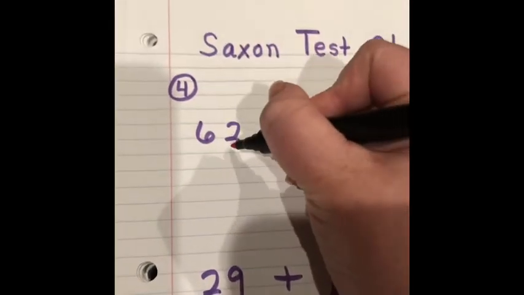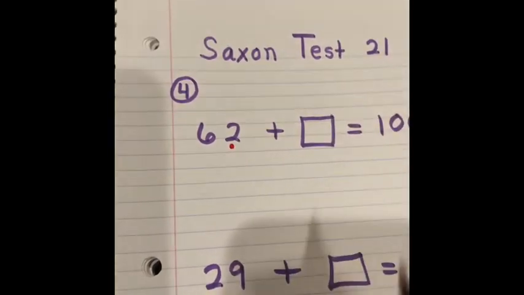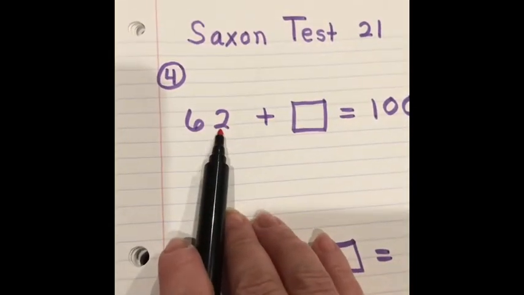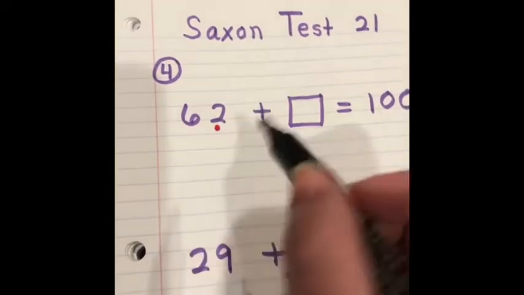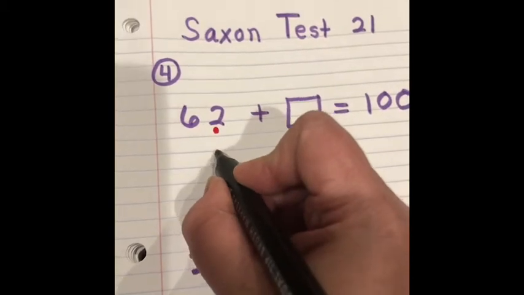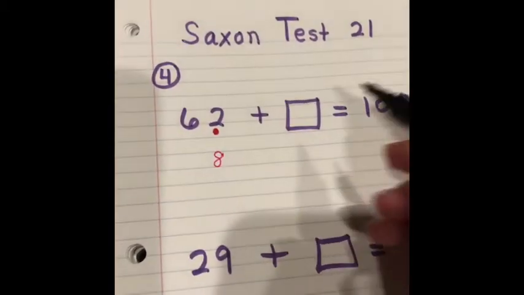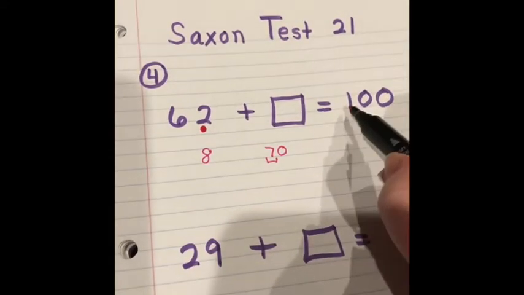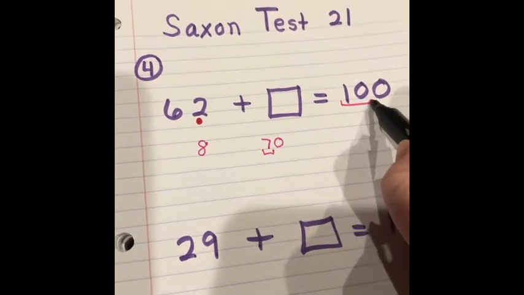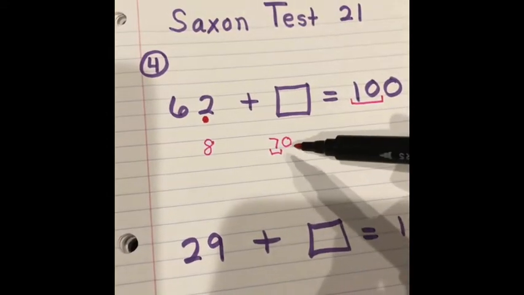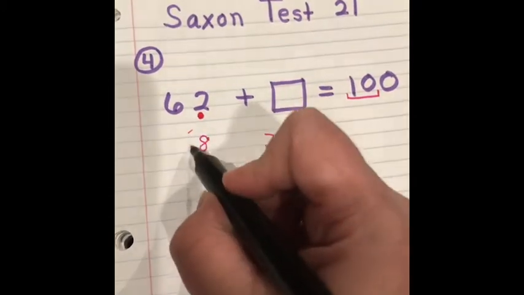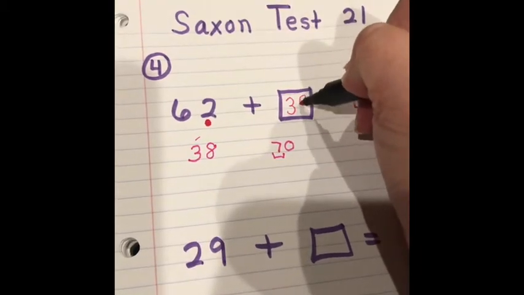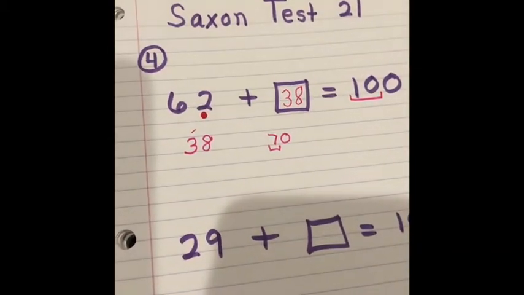I'm going to look at my ones place. How many more ones would it take me to get up to the new set of 10? Well, 2 plus 8 is 10. So if I add 8 ones, then I'm up to 70. And then from 7 sets of 10 to 10, from 70 to 100 would be 3 sets of 10. So the difference between 62 and 100 is 38.